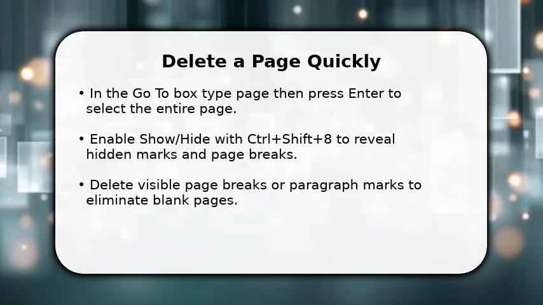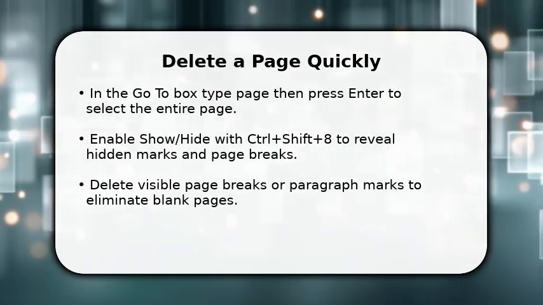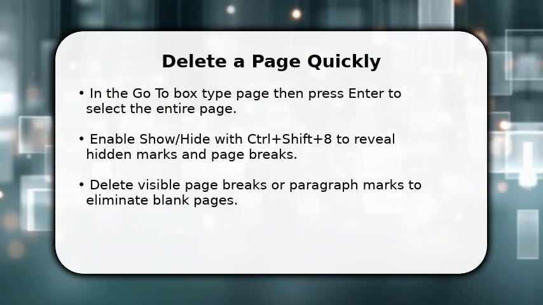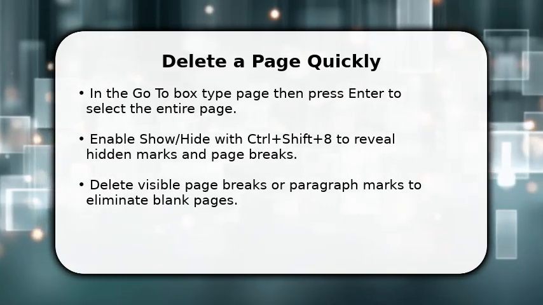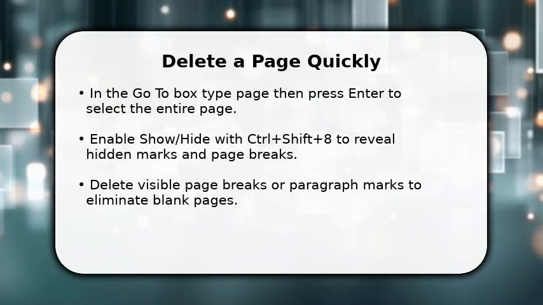Open your Word document and press Ctrl+G to jump to specific pages. In the Go to box, type \page, then press Enter to select the entire page. Press Delete to remove the page content and collapse the document.